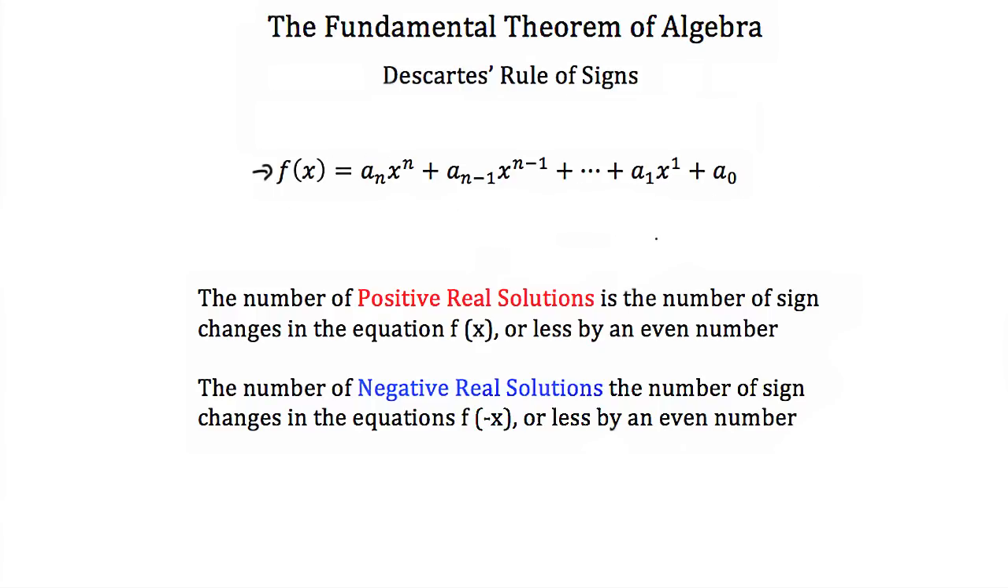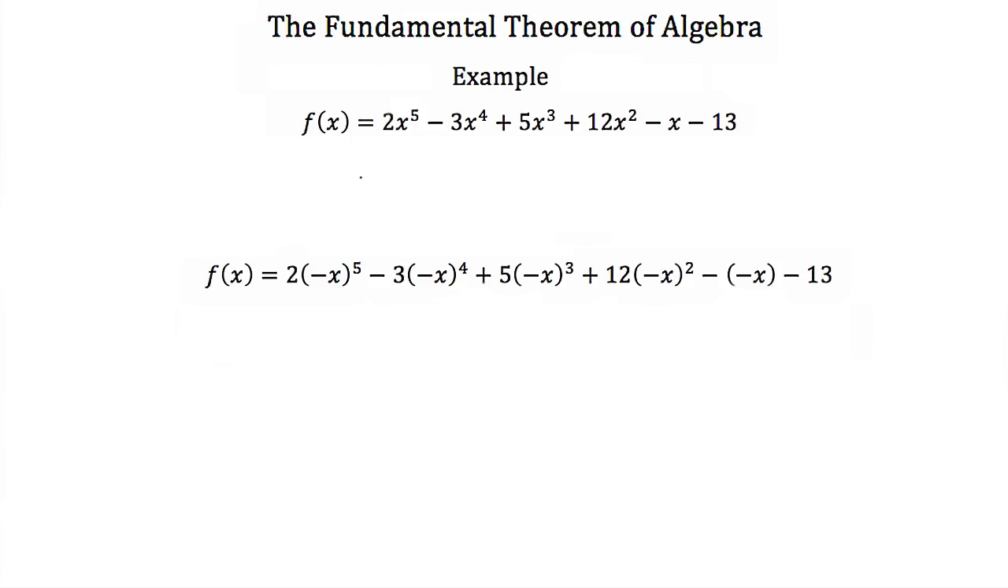So let's try this. Here we're given the polynomial f of x is equal to 2x to the fifth minus 3x to the fourth plus 5x cubed plus 12x squared minus x minus 13. And then here we're given the exact same polynomial, but they've just substituted in negative x for us. Well, let's look at our first one and determine how many sign changes we have.